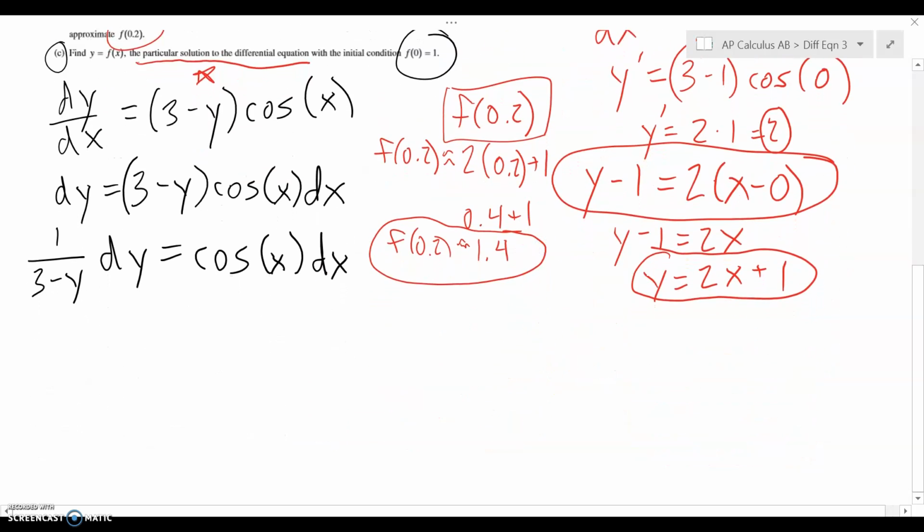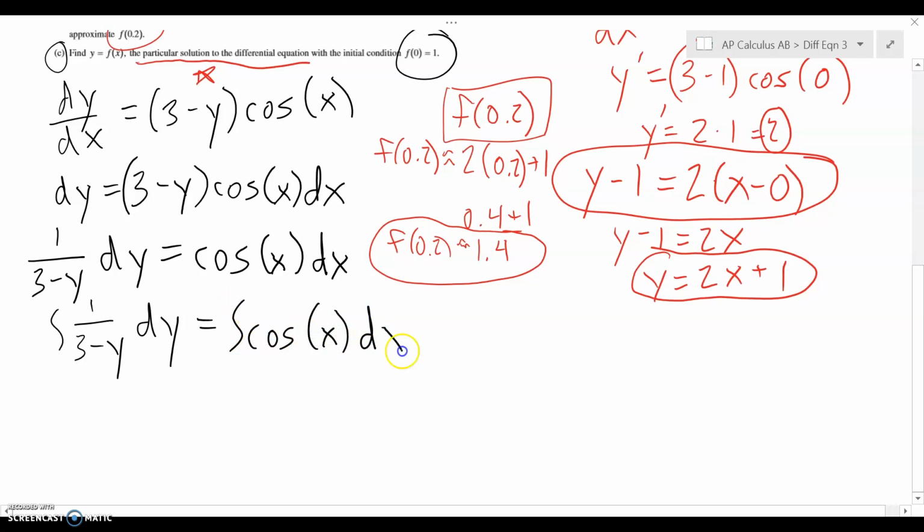And from here now I can integrate. So I'm going to integrate both sides. And on the left-hand side, I'm going to have to be a little bit careful because I see that negative y, and that's going to impact the u substitution. So we'll come back to that issue in a moment. And on the right-hand side, I've got cosine of x. So if I integrate that, the integral of cosine is sine. So I'm going to start with the piece that I know I can get without a lot of hassle. And then I've got my plus c.